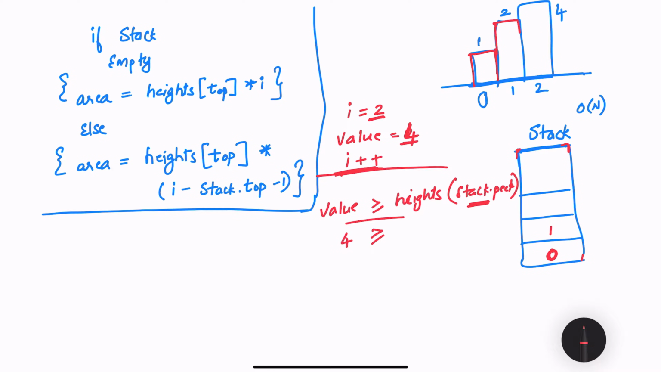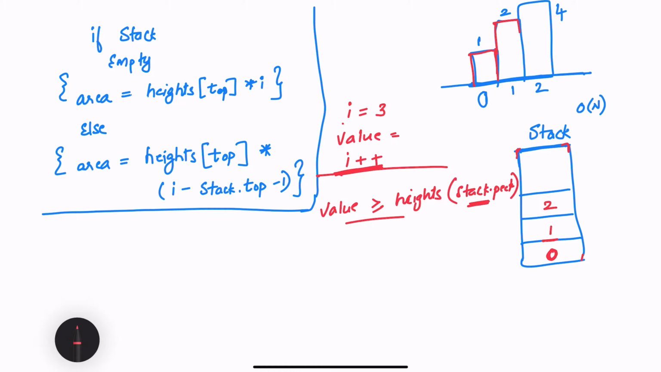So 4 is still greater than or equal to the last value in the stack, which is 2. Hence, I will add this new value of I into the stack and then increment my pointer I. So now my new value of I is 3, and with I equal to 3, we are out of bounds with the array. I have everything inside the stack, but we haven't calculated any maximum area yet.